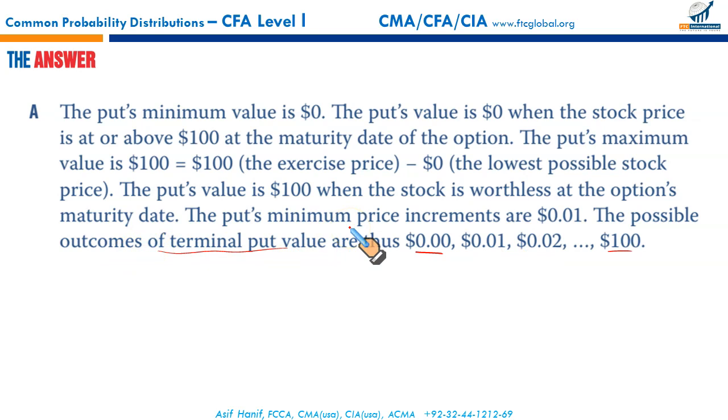How do we calculate the gain on put and call option? That's totally beyond the scope of this topic we're doing right now.